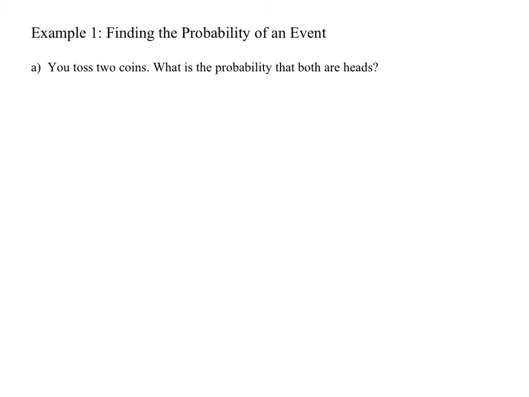Example 1, finding the probability of an event. You toss 2 coins. What is the probability that both are heads? Now there are 2 different coins in play, so I'm going to draw a diagram of the different possible outcomes. I'll make them different colors. One outcome is that the first coin is heads, and the second coin is heads also. Another possible outcome is that the first is heads, and the second one is tails. That could happen.